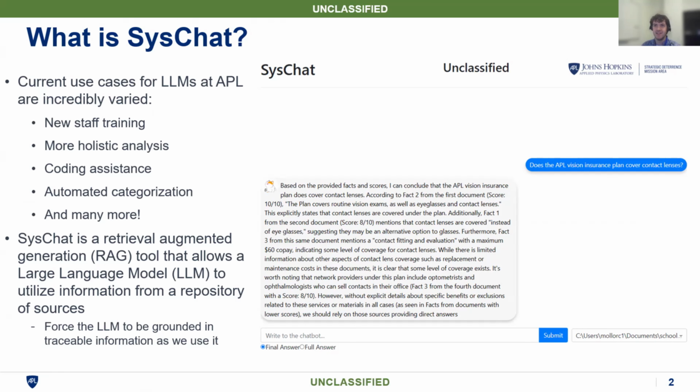The example that I'll be working through is about me asking if the APL vision insurance plan covers contact lenses. I just recently broke my glasses, so that's something I'm interested in. But maybe I don't want to read the 350-page APL guide to my benefits. So what SysChat's really about is allowing us to get the good uses out of large language models while still forcing it to be grounded in traceable information as we use it.